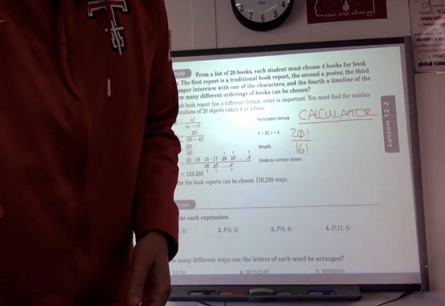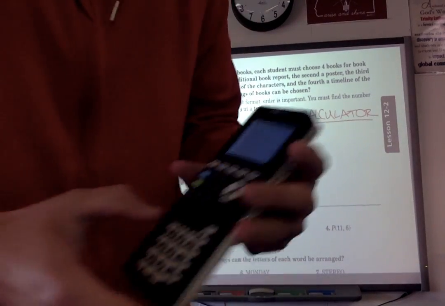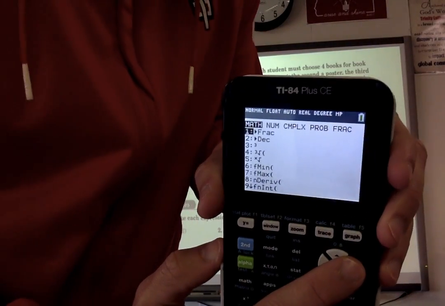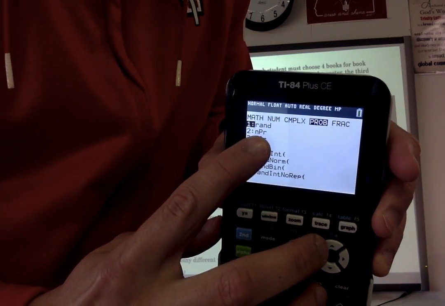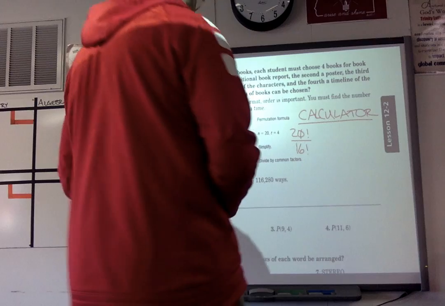The other way is, if you see here when we press math and go over to probability, that second option right there has nPr.